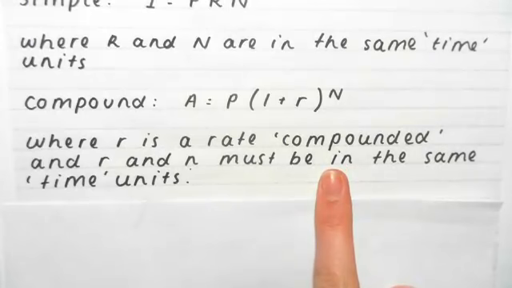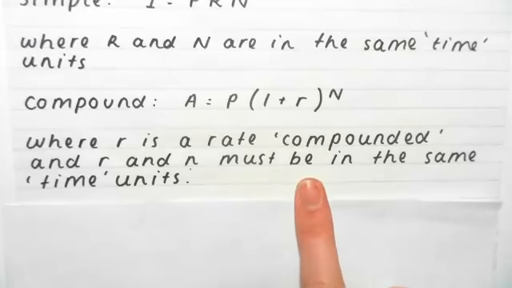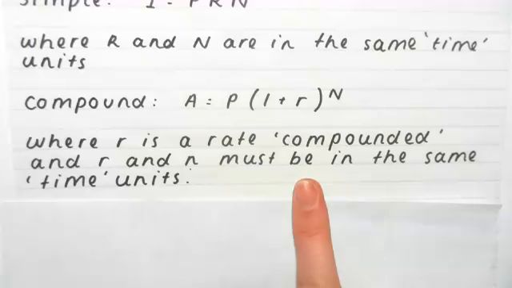And so if we have a 12% per annum compounded annually, R has to be a per annum rate and N has to be the number of years. If we've got a 12% per annum compounded monthly, however, R has to be a per month rate, so we just divide it by 12, and N has to be the amount of months in the period that you've invested for.